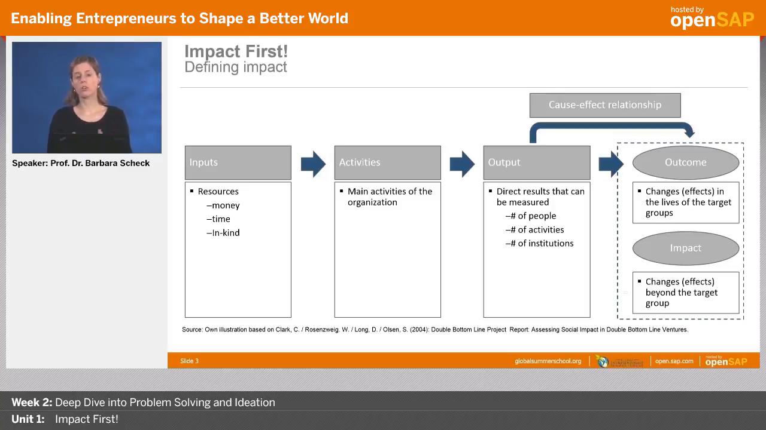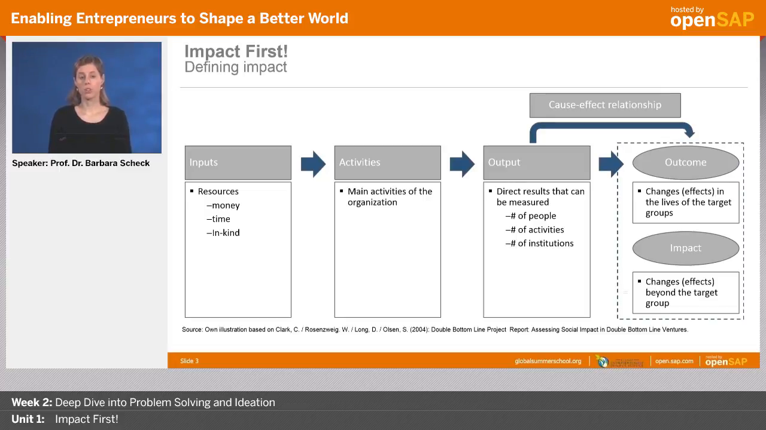With these resources, you conduct your activities. And you produce certain results, so-called outputs. These outputs can be directly measured either in terms of the number of people that you reach, in terms of the number of activities that you conduct, or in terms of number of institutions that you're working with.